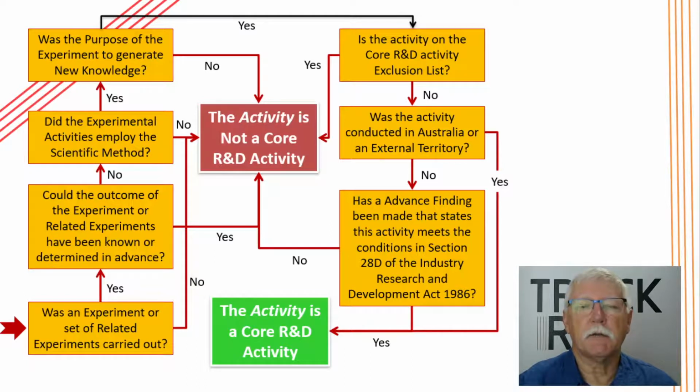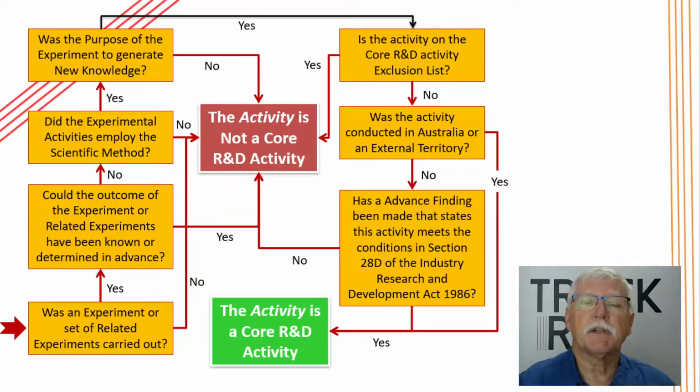On the right-hand side of the schema, we see a number of technical issues being addressed. At the top, we see the question, is the activity on the core R&D activity exclusion list? Industry publishes a list of activities that are specifically excluded from being core R&D activities. These include, for example, elements of social science, the debugging of a computer program, and other activities that are not deemed to be scientific and technical in nature.